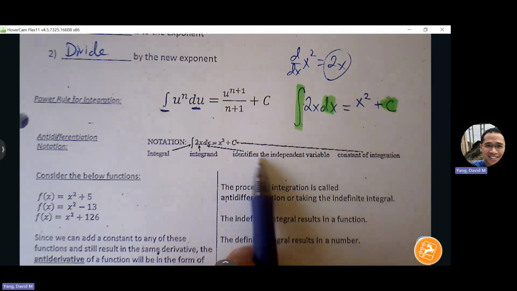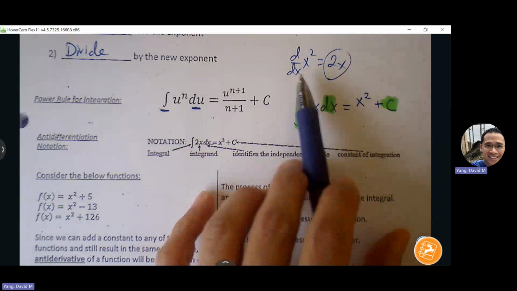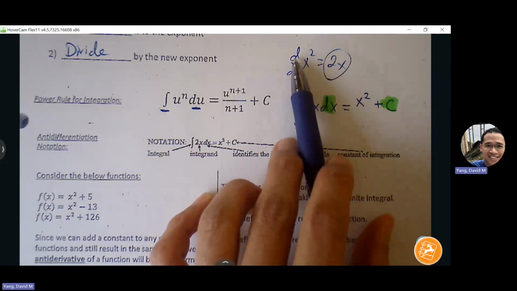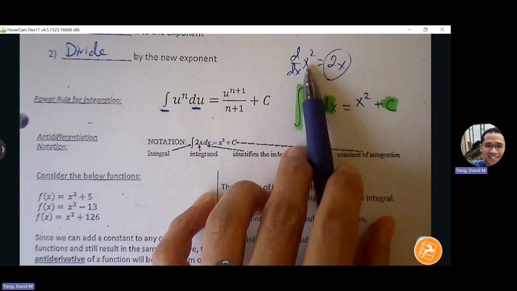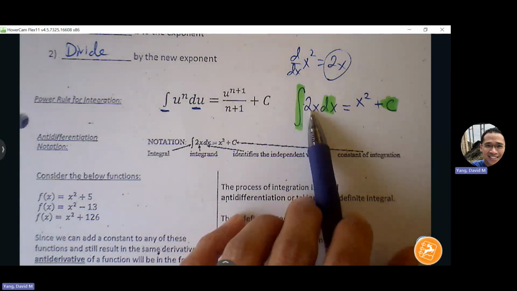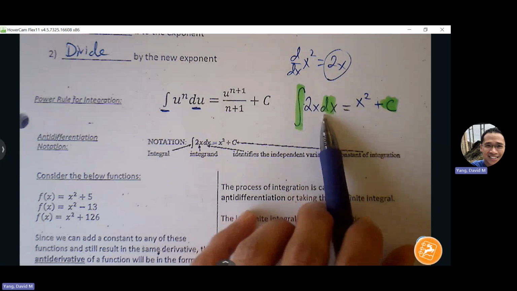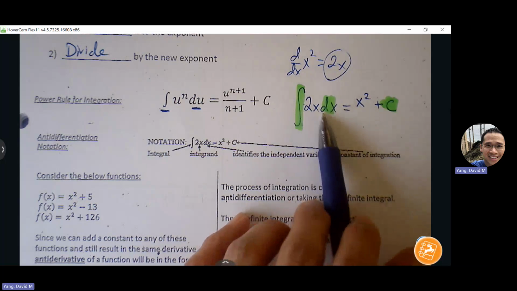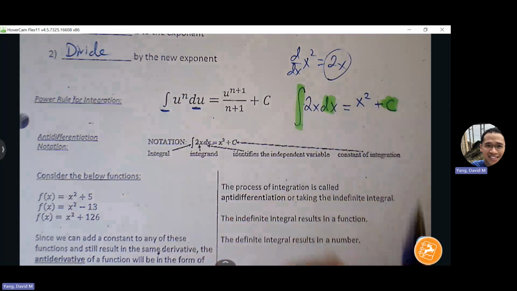And then dx identifies the independent variable, just like how d over dx represents that I'm finding the derivative of x squared with respect to x. Here, that just means I'm taking the antiderivative of 2x with respect to x. So we don't do any calculations with that dx. It just goes away after we take the antiderivative. So the integral and dx disappear as soon as you apply power rule.